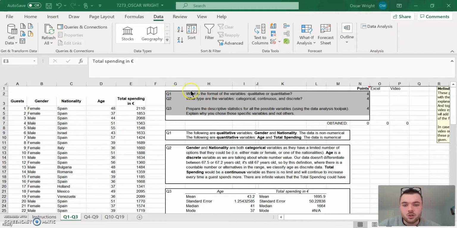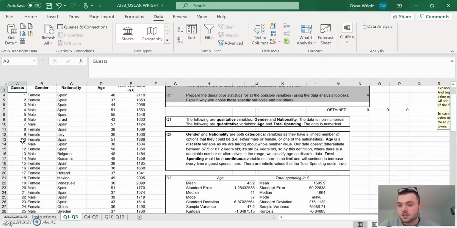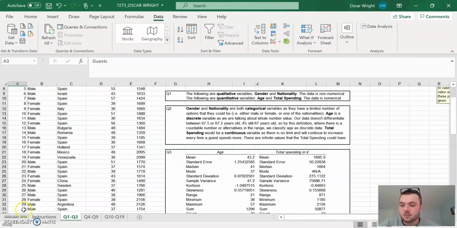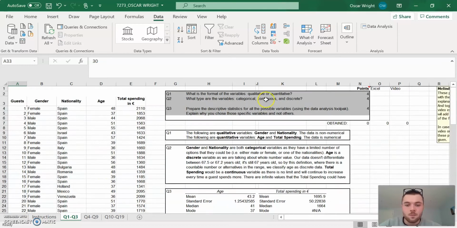Okay, so first of all, question 1. What is the format of the variables, qualitative or quantitative? So here we have our 4 variables. We have gender, nationality, age, and total spending. We don't include guests for one of these variables as it's not a variable, it is stated. Each guest has their numbers 1, 2, 3, 4, 5, all consequentially down to number 30. So therefore we have 1, 2, 3, 4 as our variables.